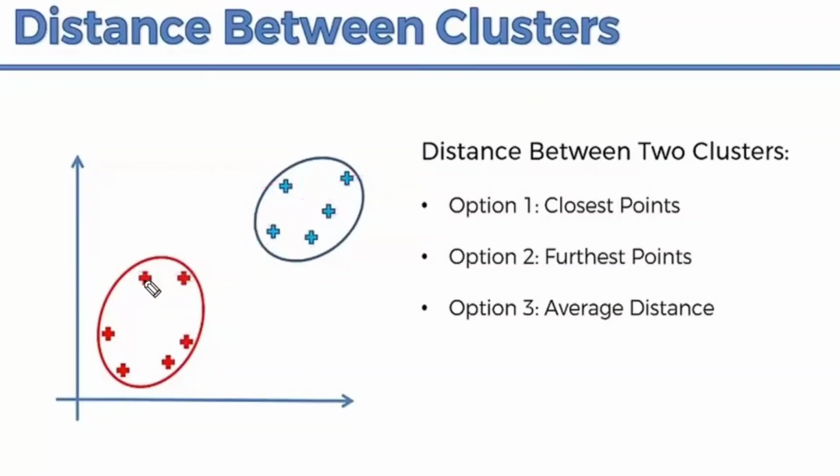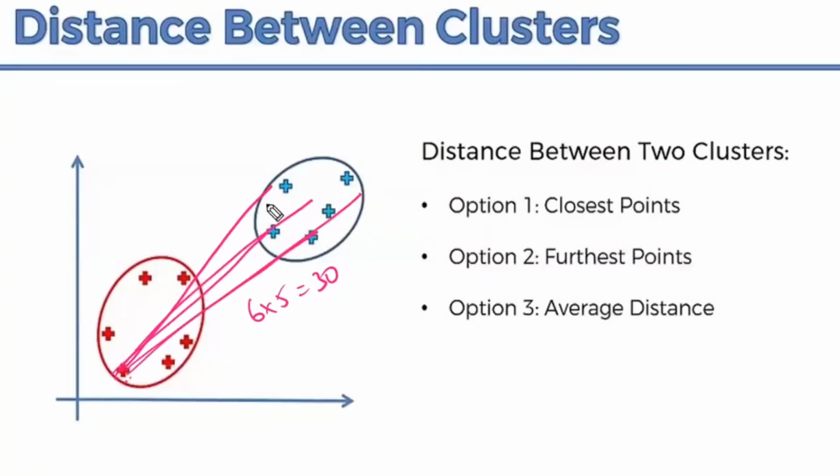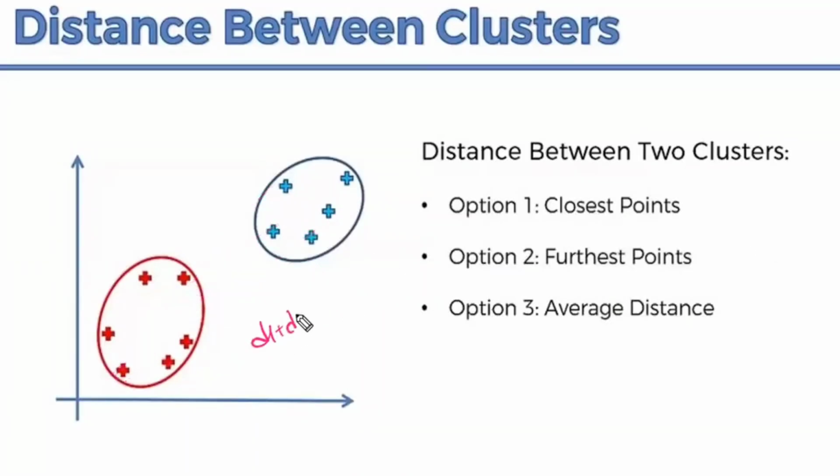Here I have a total of 6 points in one cluster and 5 in the other. 6 into 5, total 30 distances you are going to calculate. For each data point, 5 distances will be there, and this holds for all six data points. In total, you get 30 distances. You take the average of these 30 distances: divide by 30, taking distance 1 plus distance 2 plus distance 3 and so on.